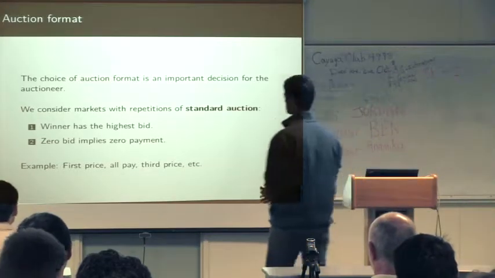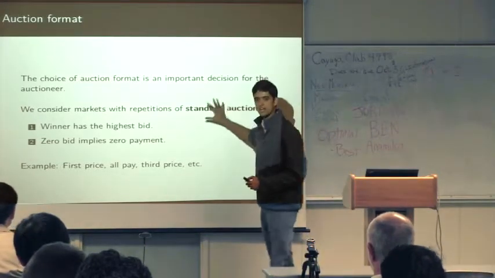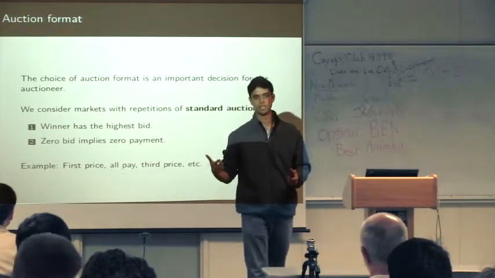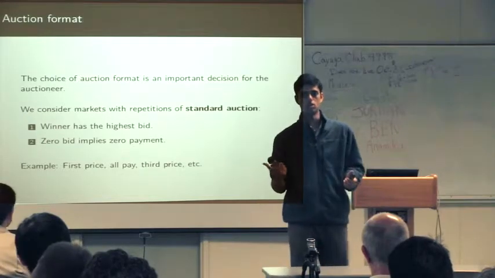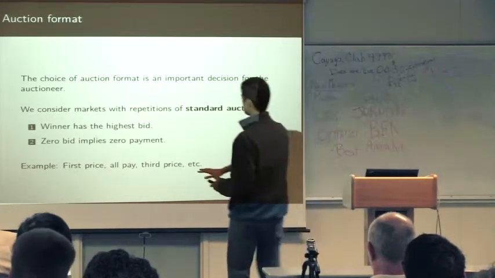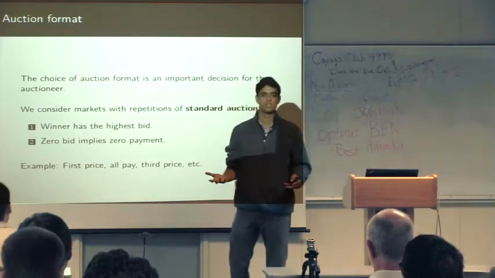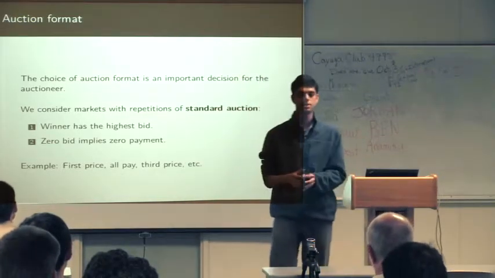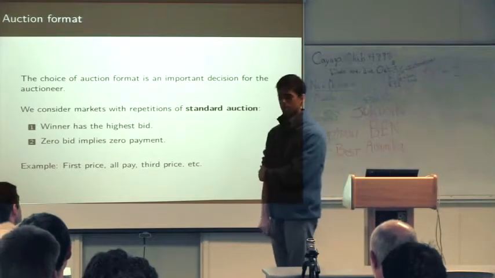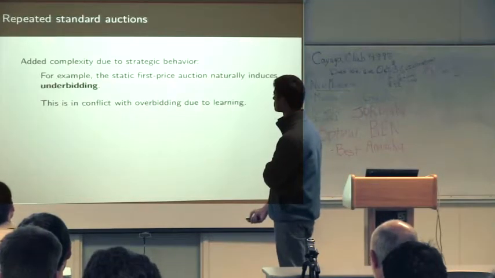In particular, we look at the class of standard auctions. These are all auctions where the winner is the highest bidder, and a person bidding 0 pays 0. This just says that participation is effectively voluntary. They can decide not to participate. There are many different examples of standard auctions.